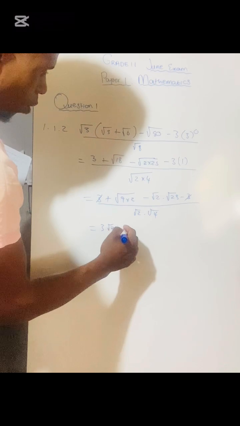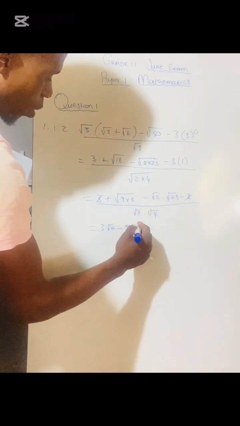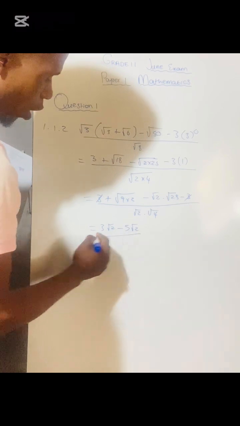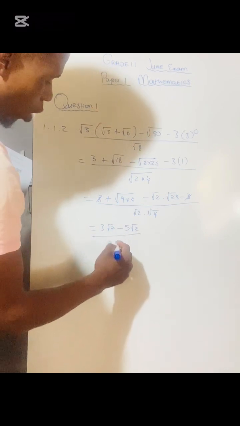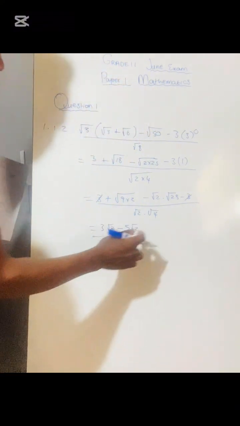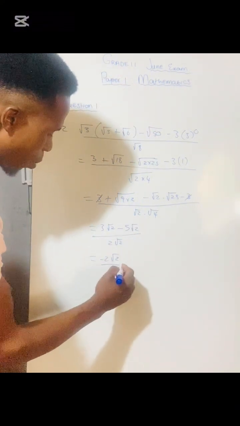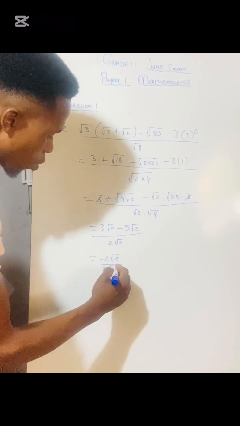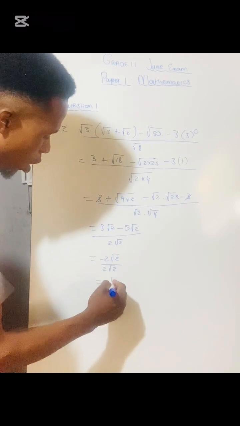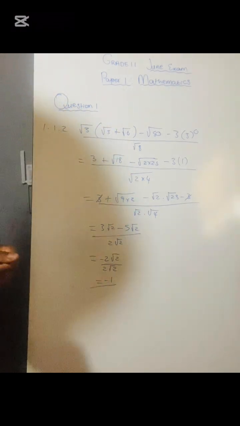From there, now we have also square root of 5, it's 20. It's 5. Then square root of 2 divided by 2 square root of 2. So from there now you can subtract here, you're going to get negative square root of 2 divided by 2 and square root of 2. So your answer is going to be negative 1. This is how we do it, guys.